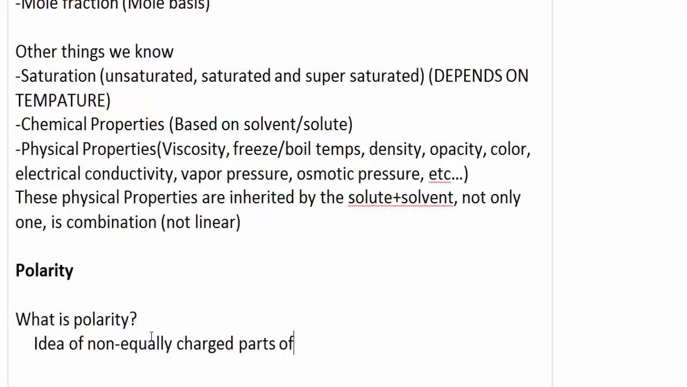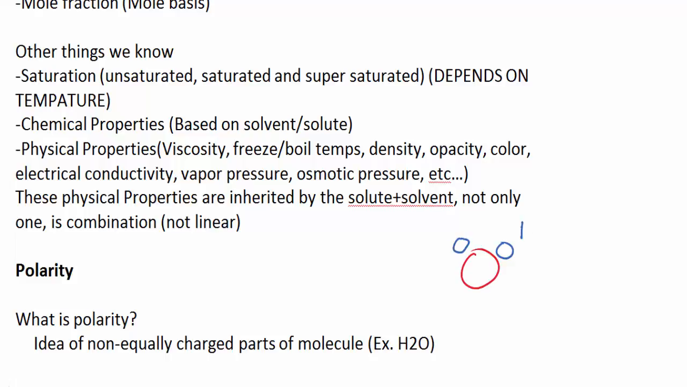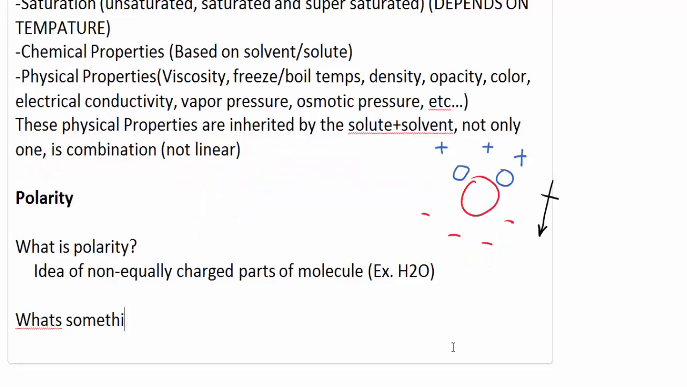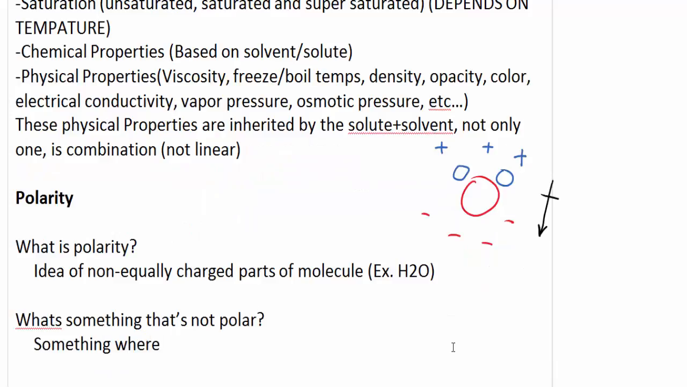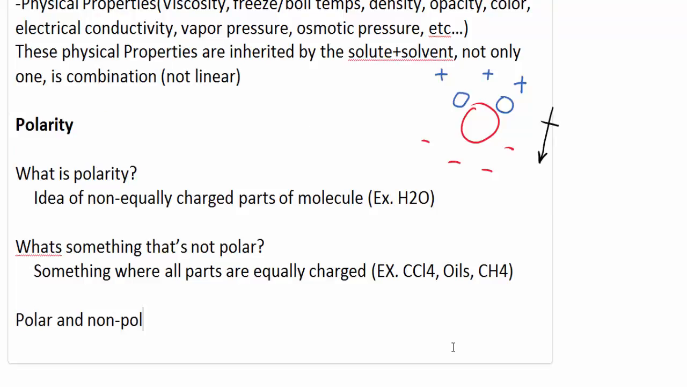We also know about polar solutions, and the idea is we have non-equally charged parts of a molecule, like water. You can see here the positively charged end of the water molecule and the negatively charged end. We say this molecule has a dipole. So let's look at something that's not polar, something where all the parts are equally charged. For example, carbon tetrachloride or oils or methane are non-polar molecules.